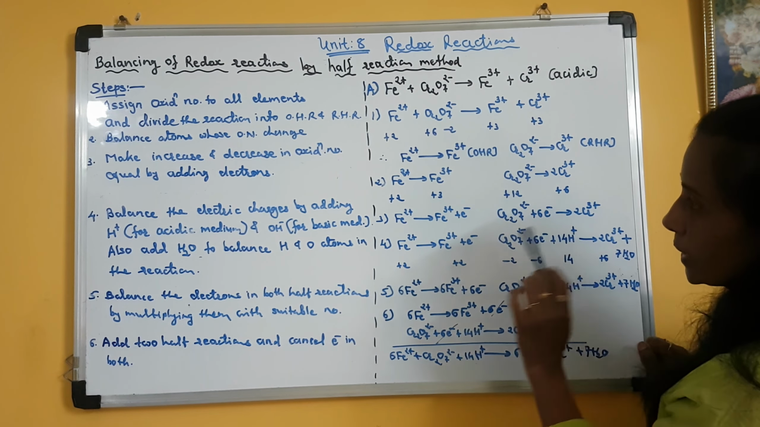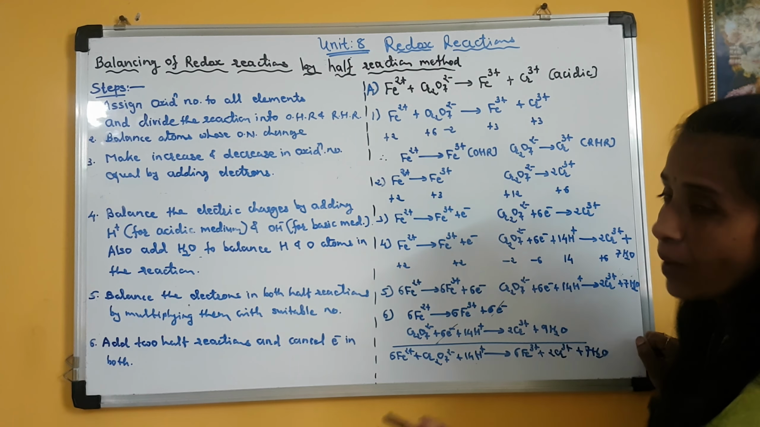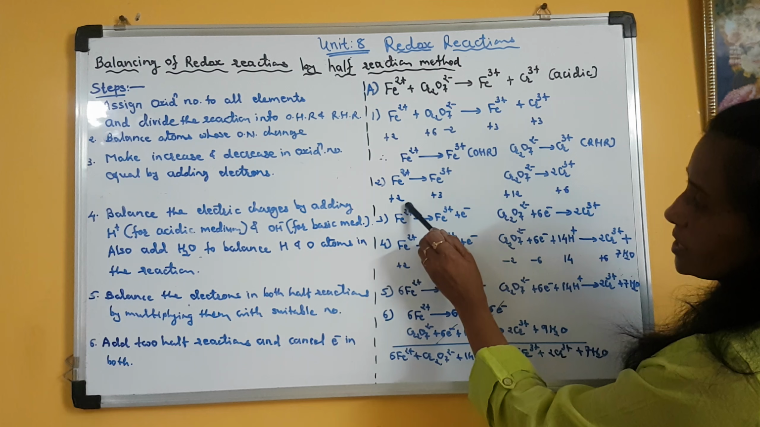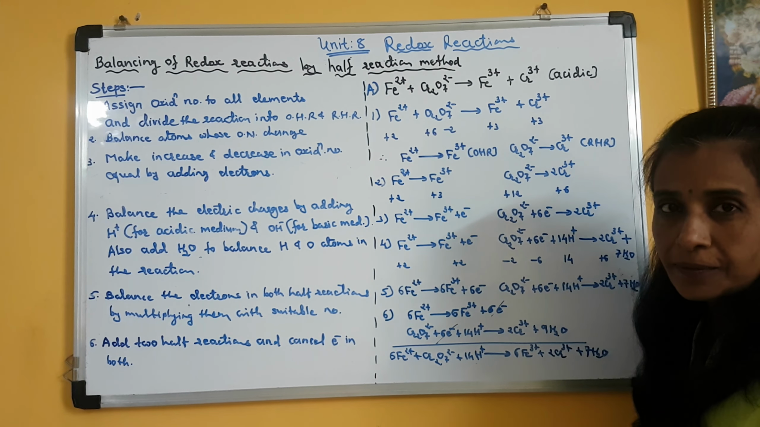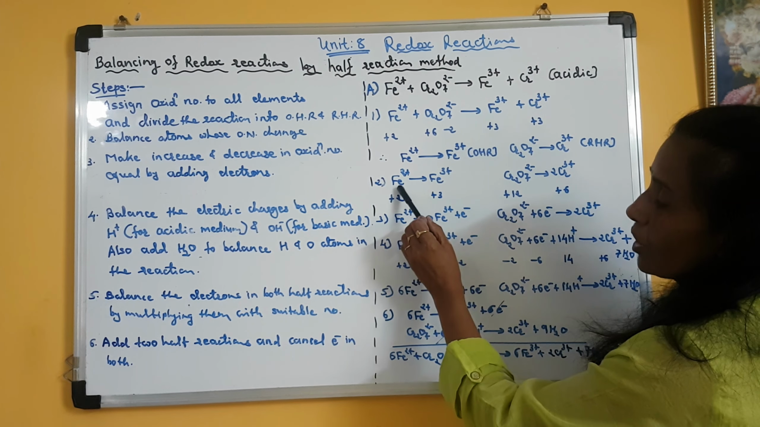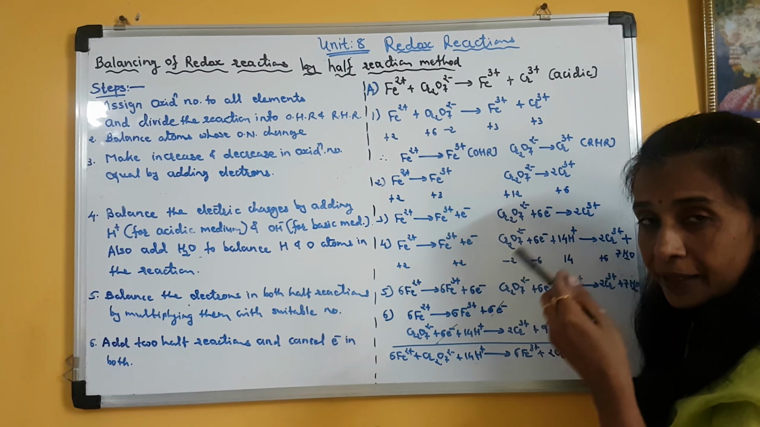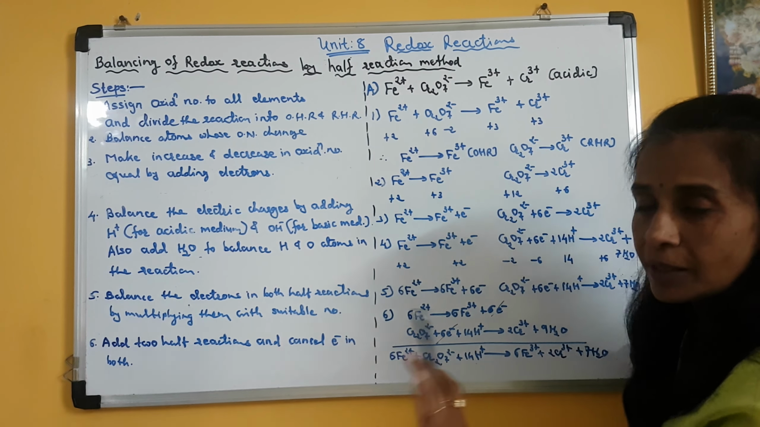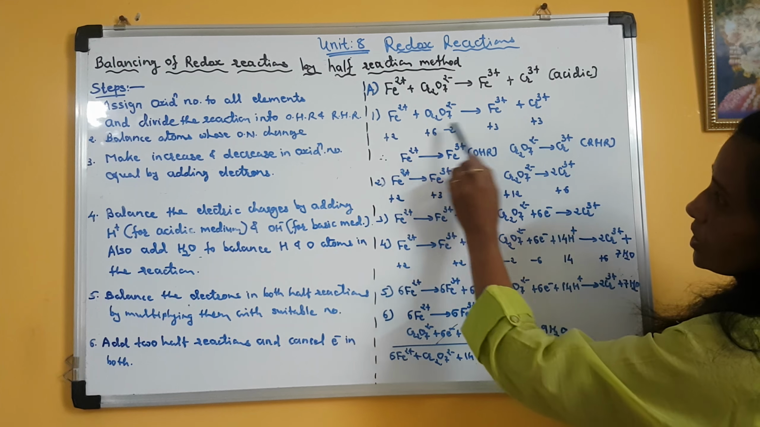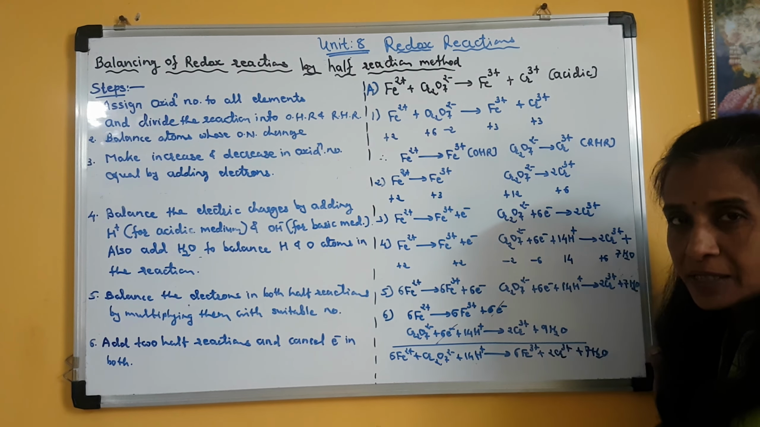I have to determine the increase or decrease in the oxidation state and then balance it, and that is why in the second step you can see I have again written the oxidation state. In the oxidation half reaction there is only one iron atom on both sides, so the oxidation state remains the same, there is no change as in the first step, +2 and +3. Here also it is +2 and +3.